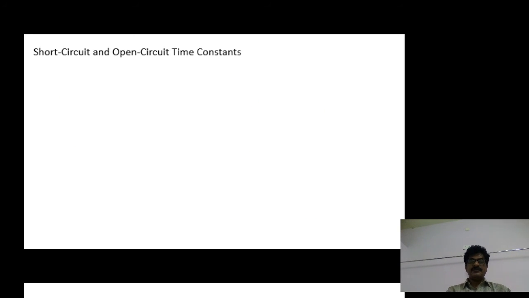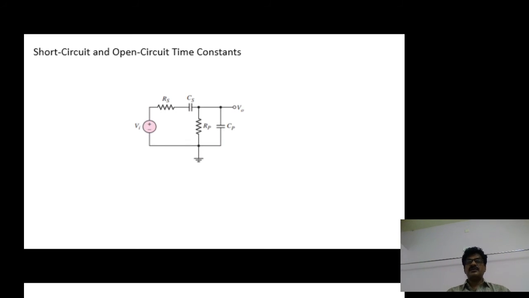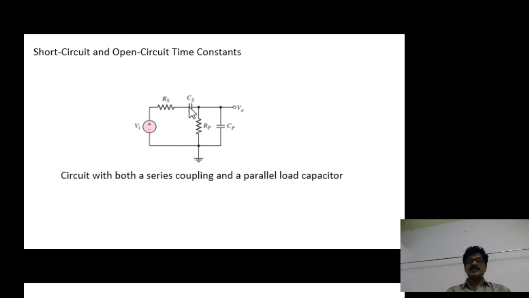Now let us see the short circuit and open circuit time constants. Let us consider a circuit consisting of a series coupling capacitor and a parallel load capacitor, as shown in the figure. So this is the figure consisting of the series coupling capacitor CS and the parallel load capacitor. In this example, let us estimate the short circuit and open circuit time constant expressions.